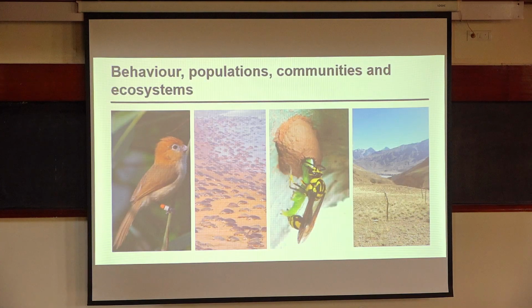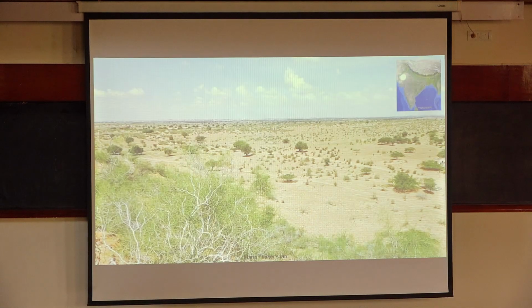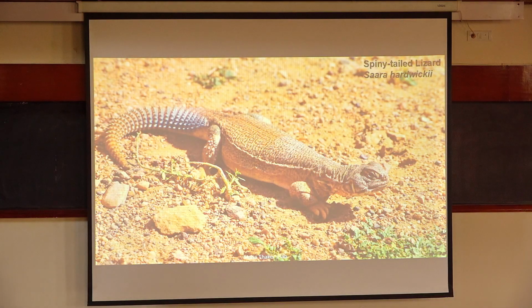And we try to understand how these global change drivers are affecting biodiversity by looking at how behavior changes, how populations change, how entire communities of organisms change, and how ecosystems and their functions change as a result of these global change drivers. We'll start in the northwest of the country, in the Thar Desert, where, as we know, lives the spiny-tailed lizard, and it lives in a very, very hot place, and that has consequences.